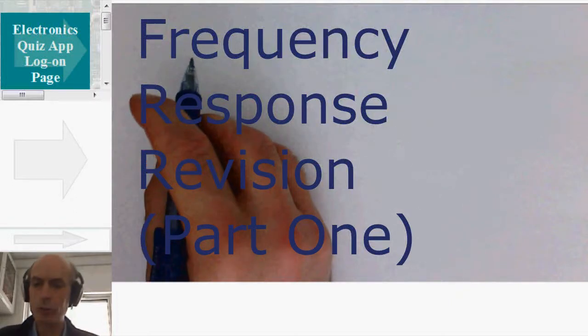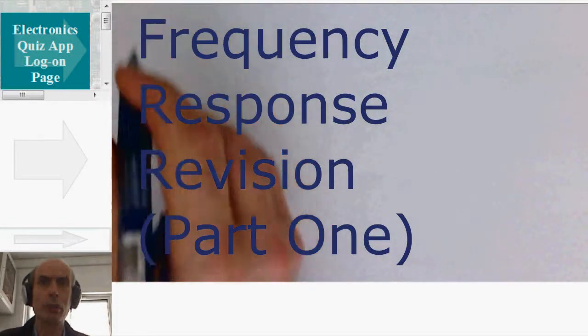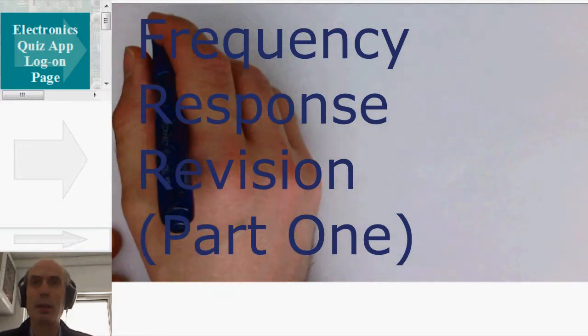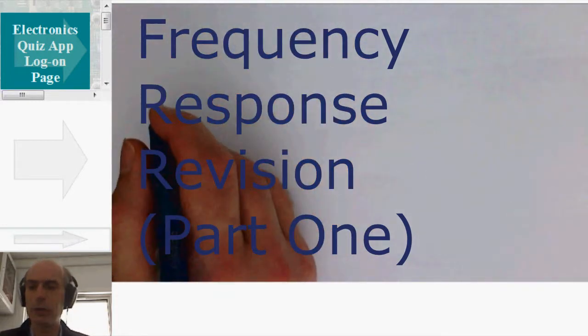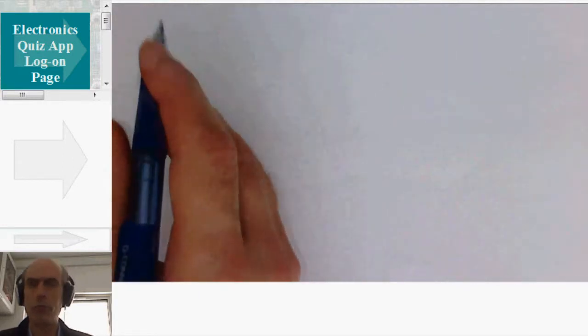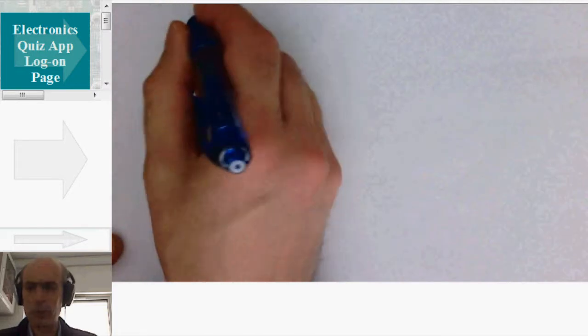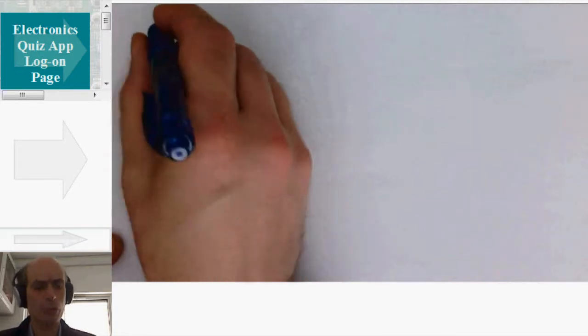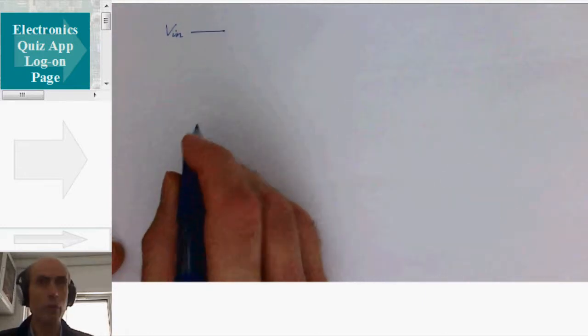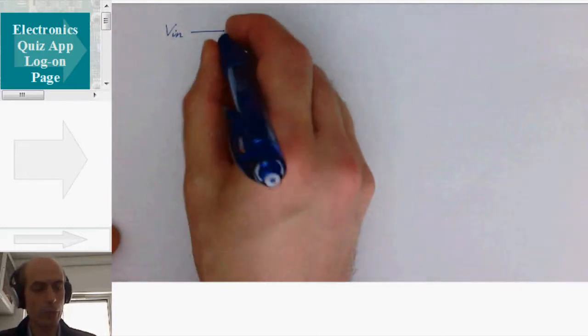For revision purposes, one of the section B questions is very likely to be something that requires you to analyse an AC network to find its frequency response and possibly its step response and the location of the poles and zeros. People seem to have a bit of trouble with this, so this is a short video just illustrating a few of the more common circuits and the techniques required.